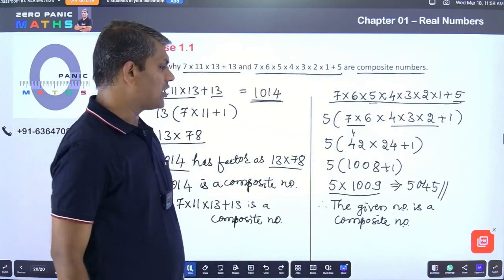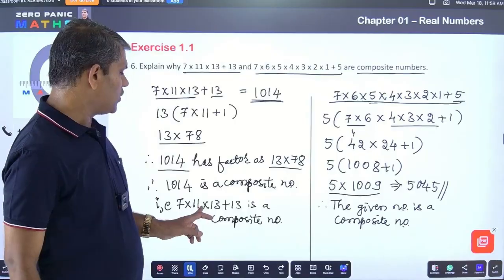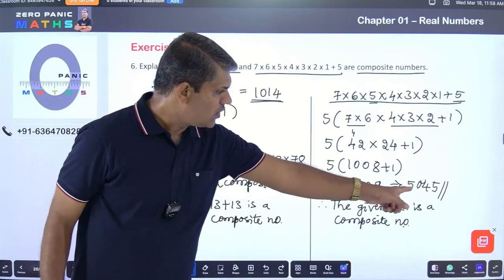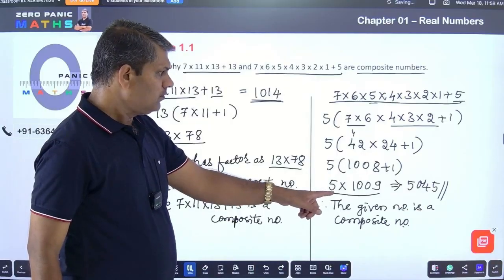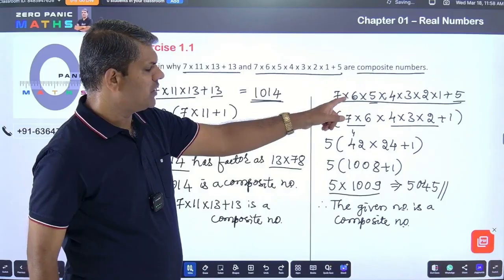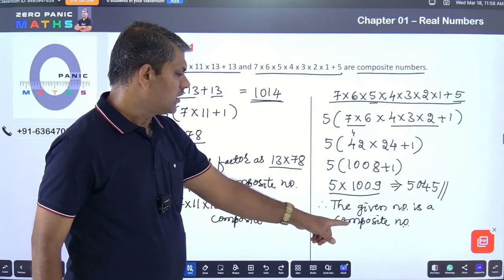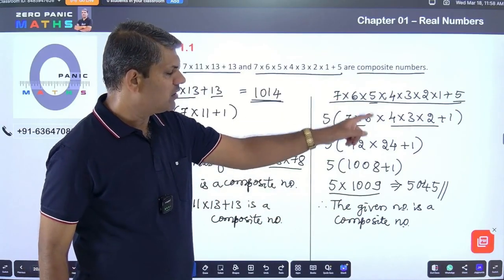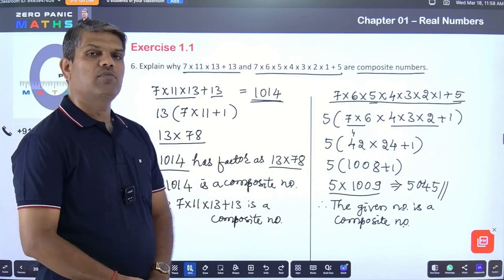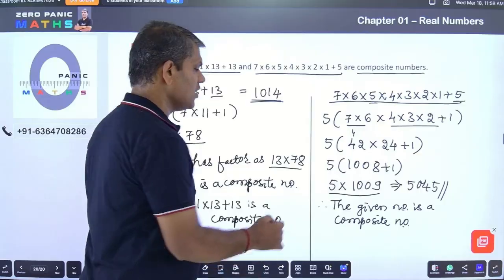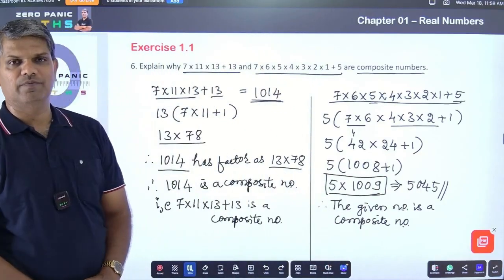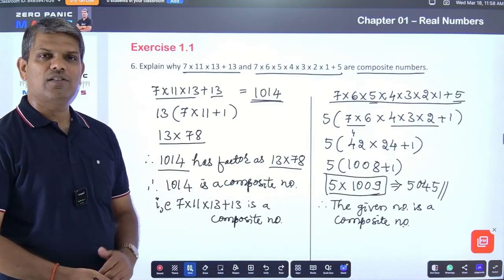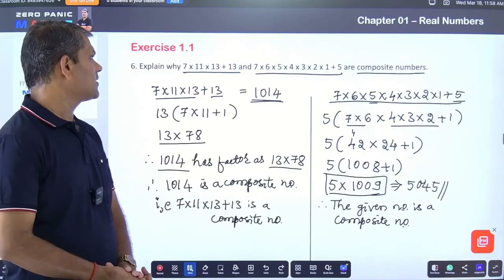Okay. Actually, you need to write the two more steps here, that since 5045 is a composite number, and in turn it is represented by this number, you need to finally say that the given number, this is a composite number because it has the other two factors other than 1 and itself. Okay. Now let us move to the next problem in exercise 1.1.